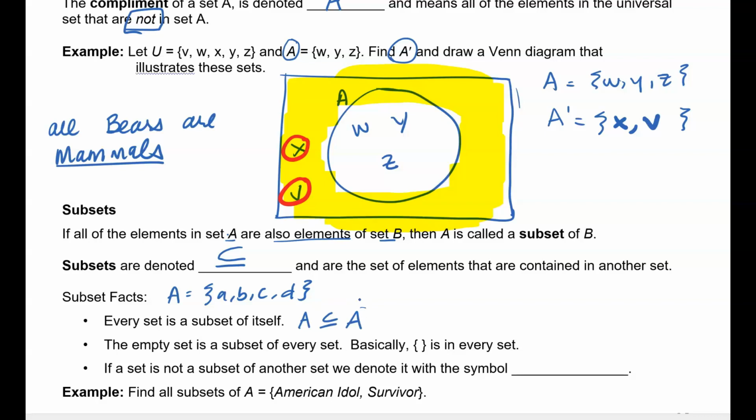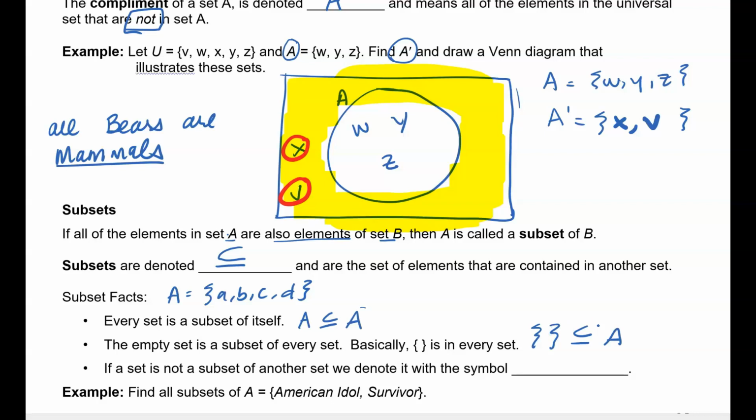The empty set is a subset of every set. So we could say that the empty set, we could use this symbol, is a subset of A. This one always kind of tripped me up when I first started learning about this, because I thought, well, that's weird. The empty set doesn't have anything in it. Well, if we think about it this way, is there anything in the empty set that would not be in A? And the answer is no. It doesn't contain anything that would be outside of A, so by definition we would have to include it.